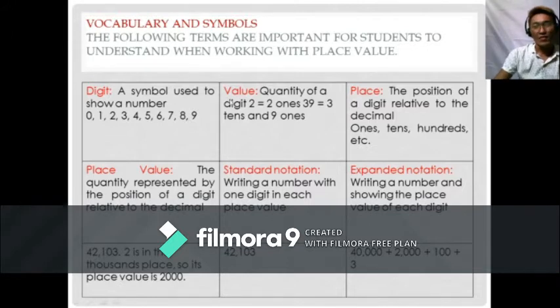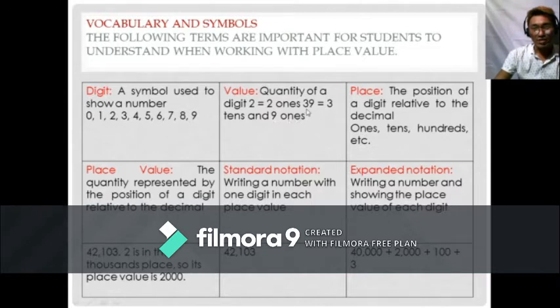Another is value. When you say value, it's the quantity of a digit. 2 is equal to 2, or 2 is represented as ones, so 2 ones. Now how about 39 here? 39 is 3, meron siyang 3 tens and meron siyang 9 ones.